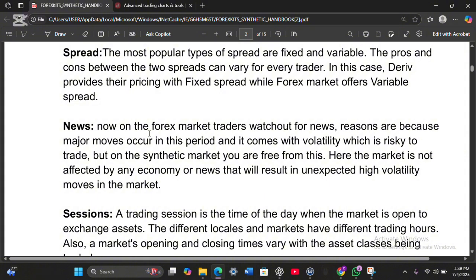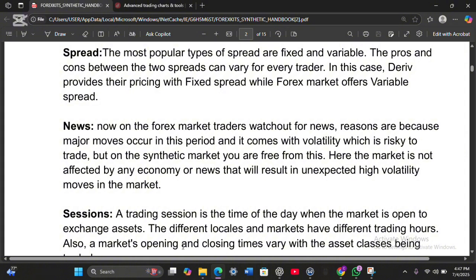So there are different types of news that come out that provide volatility in the markets. You probably have heard of news like CPI, NFP, PPI, all those news. People that are exploring the forex markets, if you haven't heard about it, you get to know it as time goes on. So news is something that we watch out for as forex market traders. The reason is that the major moves occur in this period, and it comes with volatility, which is risky to trade. But on synthetic markets, you are free from this.